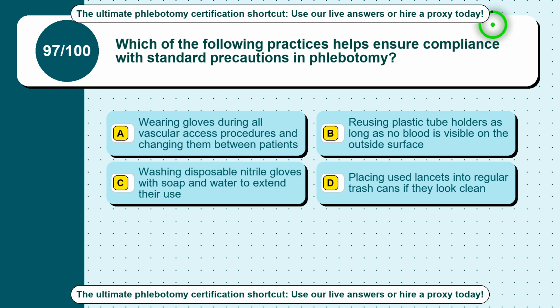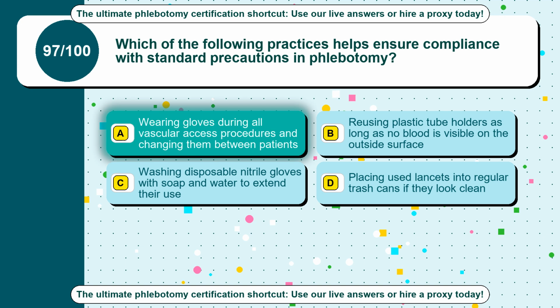Question 97. Which of the following practices helps ensure compliance with standard precautions in phlebotomy? Option A, wearing gloves during all vascular access procedures and changing them between patients. Option B, reusing plastic tube holders as long as no blood is visible on the outside surface. Option C, washing disposable nitrile gloves with soap and water to extend their use. Option D, placing used lancets into regular trash cans if they look clean. The correct answer is option A, wearing gloves during all vascular access procedures and changing them between patients.